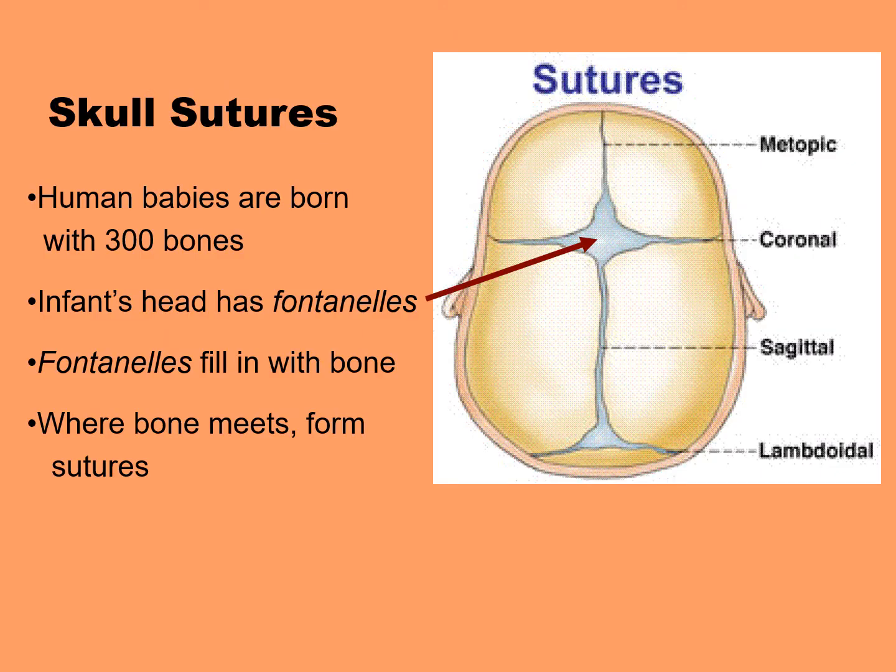The skull also begins in separate pieces. The infant's head has fontanelles also, which are holes between these plates of skull. The fontanelles eventually fill in with bone, and where the bones meet, they form sutures. Thus, the head can be much smaller and able to pass through the birth canal.